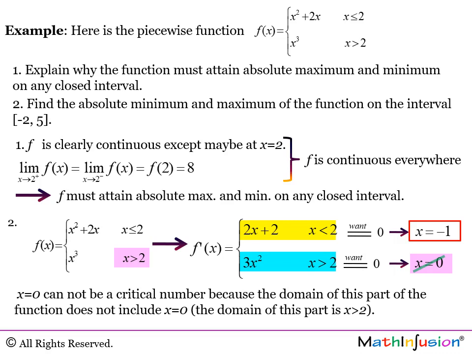We also have to check at x equals 2. The function is continuous at x equals 2, but I would like to recall all those critical numbers for which the function is not differentiable. So let's see if the function is differentiable at x equals 2. It may have a sharp corner, and it may be not differentiable at x equals 2. We have to check that.